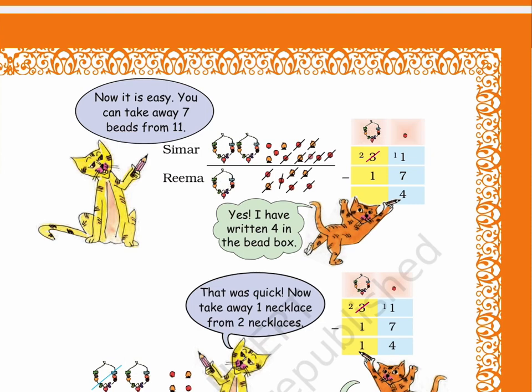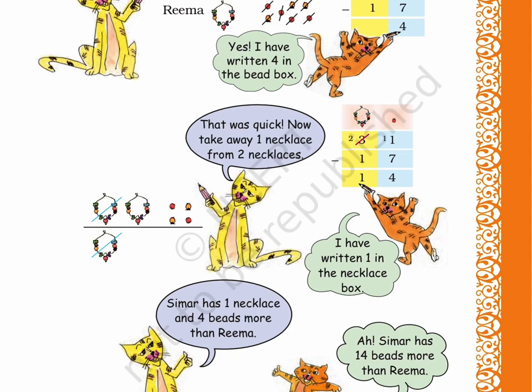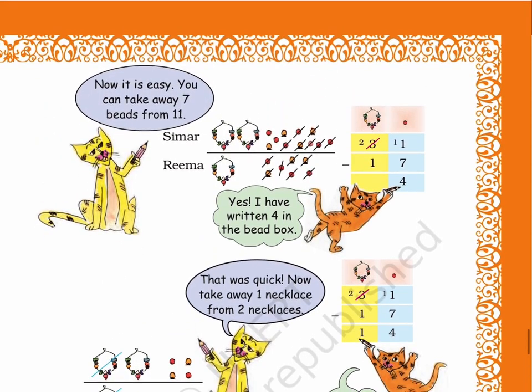In between the two cats, beads of Simar and Rima are shown in the form of necklace and loose beads, divided by sleeping line. Above the line, beads of Simar, 2 necklaces and 11 loose beads, and below the line, beads of Rima, 1 necklace and 7 loose beads are shown. Some of the loose beads of Simar are stroked off, matching with the same number of loose beads of Rima.